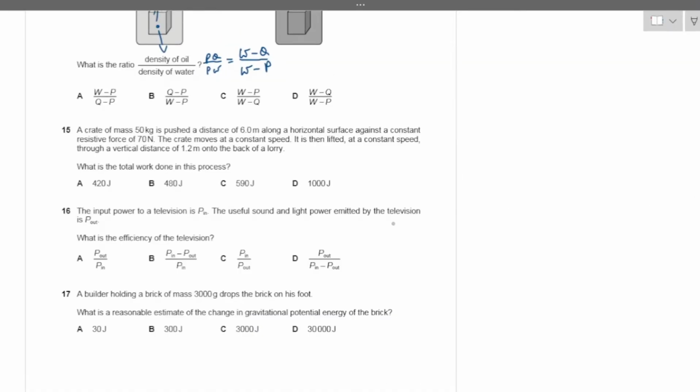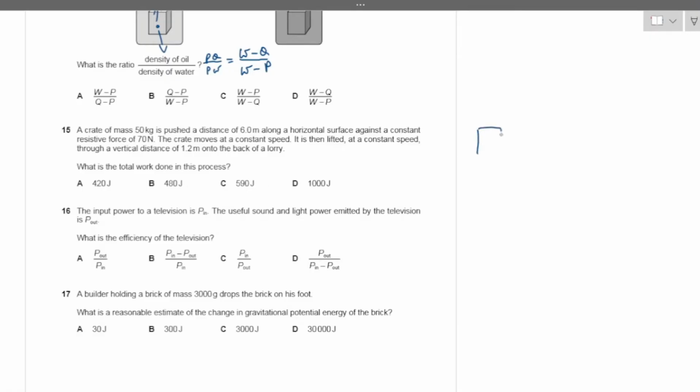Question 15. A crate of mass 50 kg is pushed a distance of 6 meters along a horizontal surface against a constant resistive force of 70 newtons. The crate moves at a constant speed. It is then lifted at a constant speed through a vertical distance of 1.2 meters back onto the lorry. What is the total work done in the process?